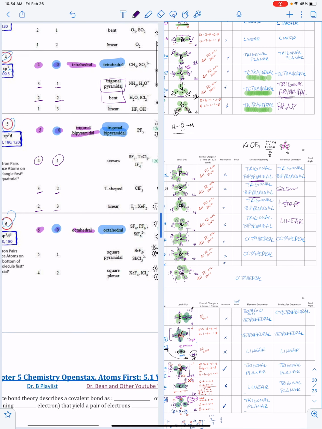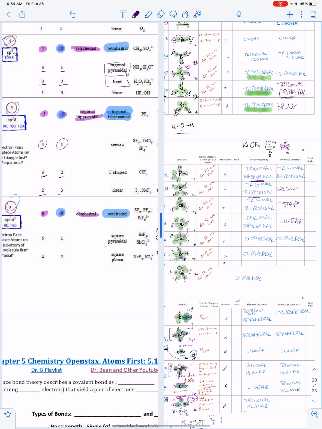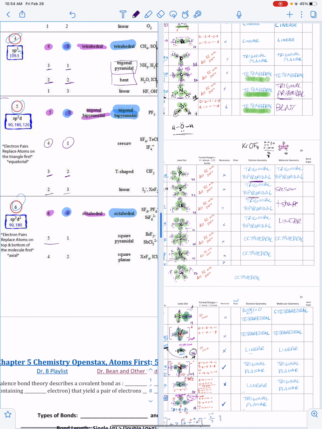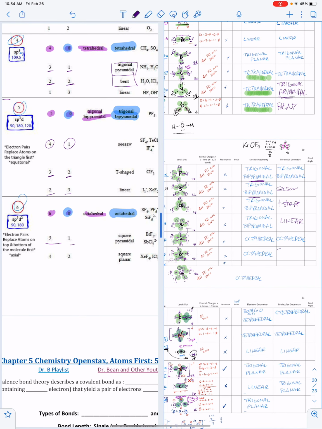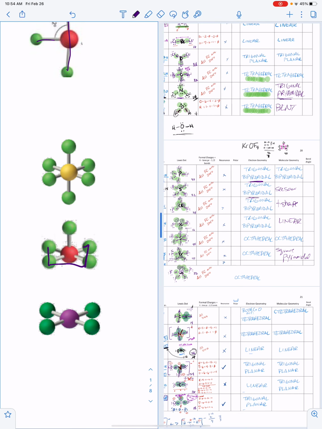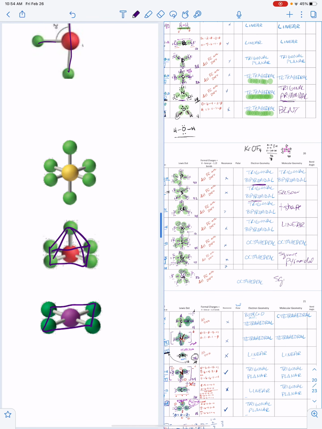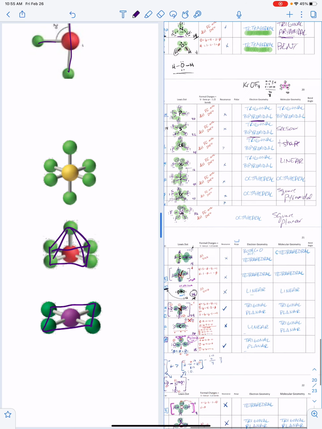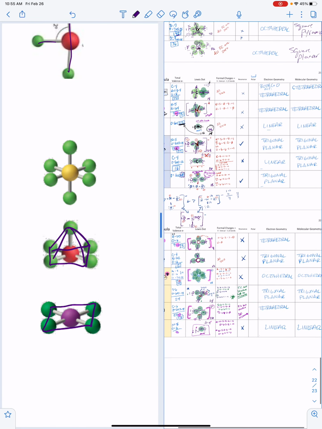Finally, the last 2: this one has 5 bonds and 1 lone pair. And that one is square pyramidal. You look over here, this looks like a square-based pyramid. That's why it's square pyramidal. And then lastly, this is actually a square that's in a plane. So this is square planar. So now go ahead on the remaining ones, there's only 3, and figure those ones out.